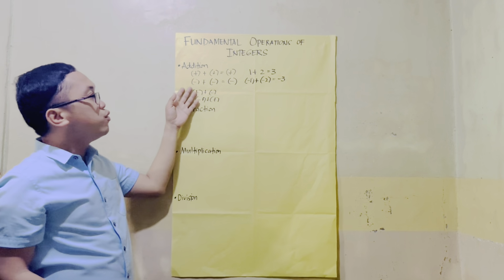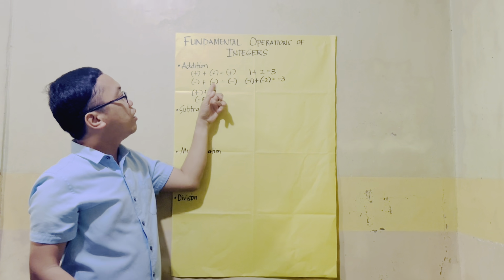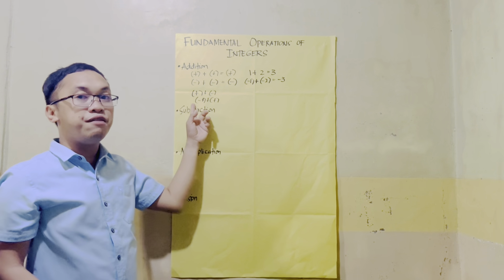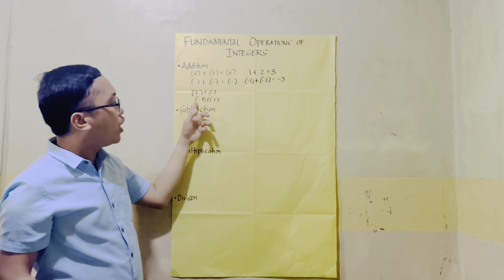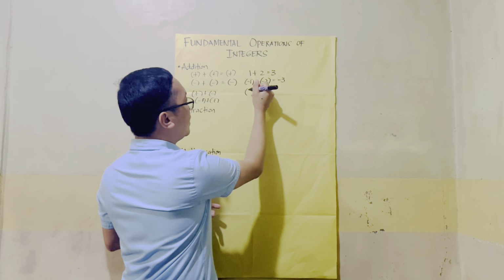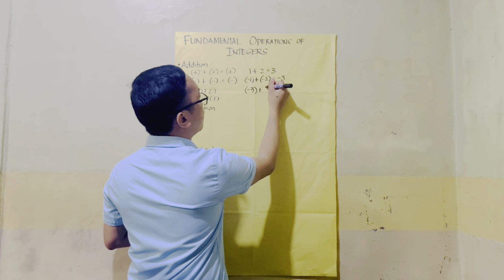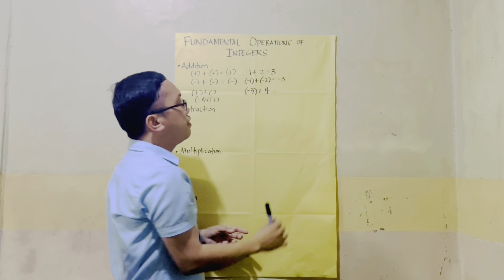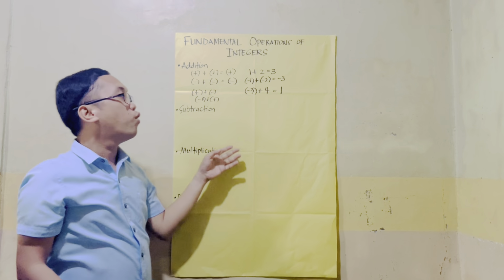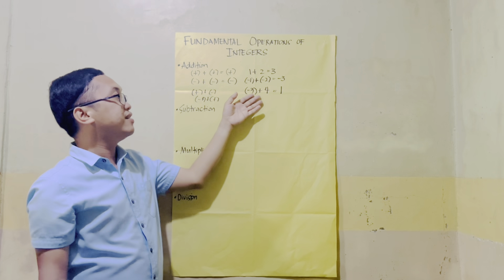As per the theorem, we will add the two numbers and then copy the sign since they are of the same sign, negative. And then on the third one, the positive plus negative or the negative plus positive, for example, negative 3 plus 4. The answer is positive 1. Why? Because as you can see, these numbers have different signs.